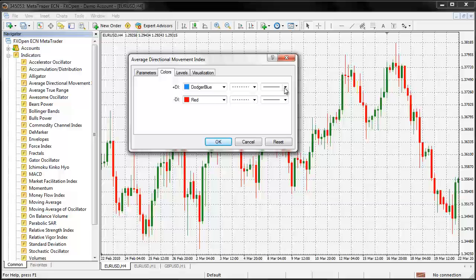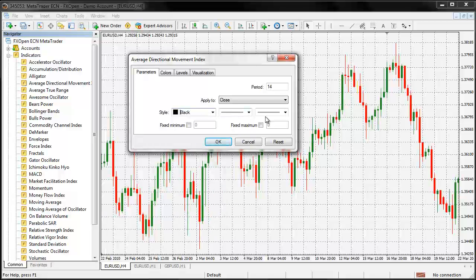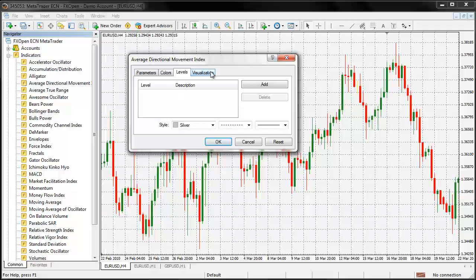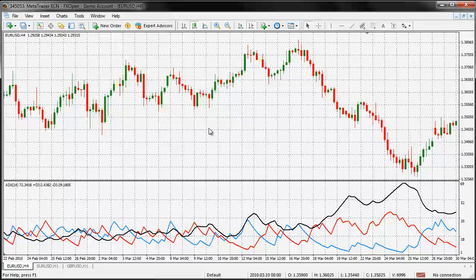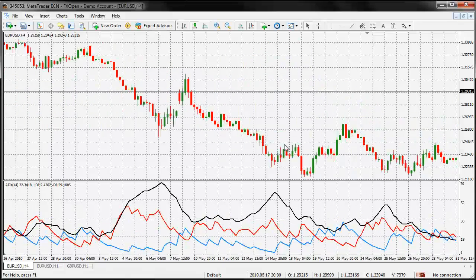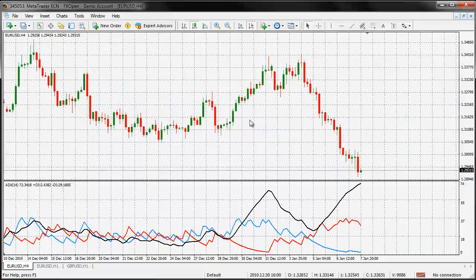Now what I then do is pull this back into a thicker line. Then for the parameters, let's change this to black, and I'm going to change this here to a thick color as well. Period 14 can be left at default. The visualization you can leave, and the levels you can leave, and just click on OK. Now this is called the ADX for short, and its true name is the average directional movement index.